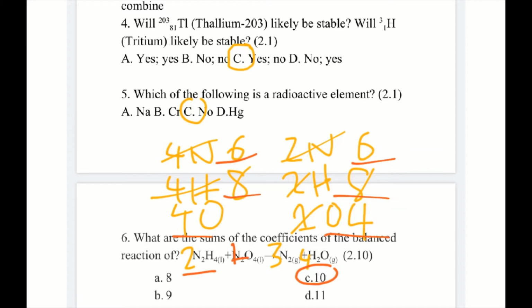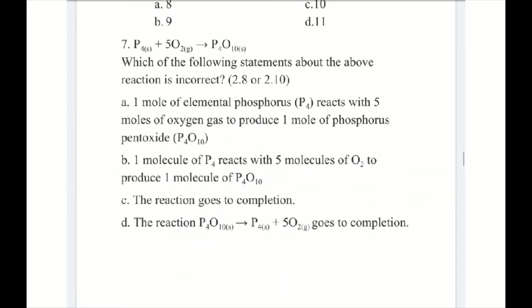Let's move on to the next question. Which of the following statements about the above reaction is incorrect? So our reaction is here.